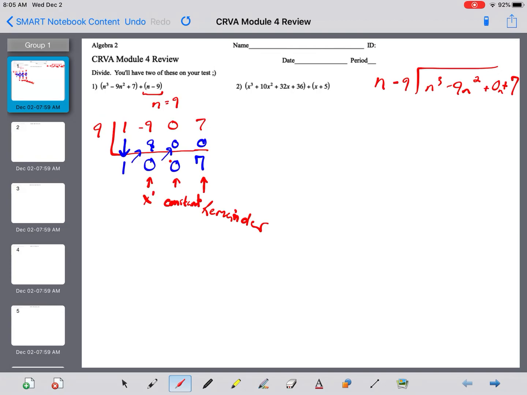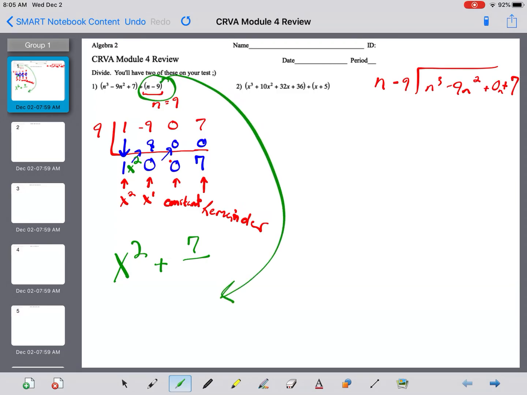Here is your x's, or x to the 1s. Here is your x squareds. So in essence, we have 1x squared plus 0x plus 0, and then a remainder of 7. So the nice, neat way to write this is x squared. I don't need to actually write that 1 down out in front because it's just a 1. And then it's a positive 7 for a remainder. So 7 over what we were dividing by. Now what we were actually dividing by is n minus 9. And there it is.